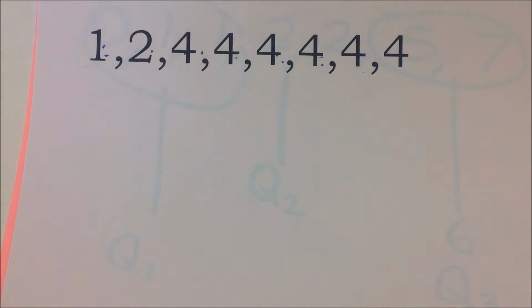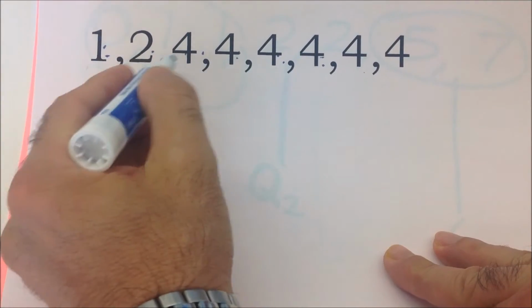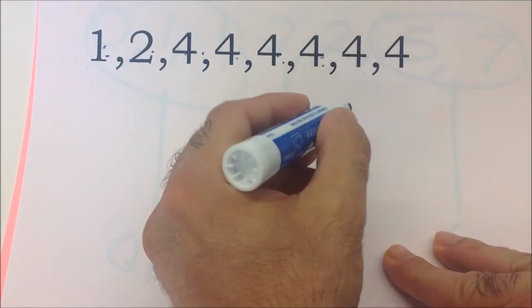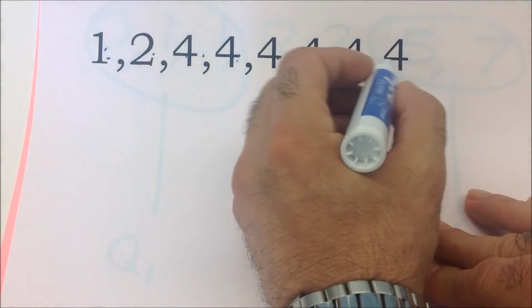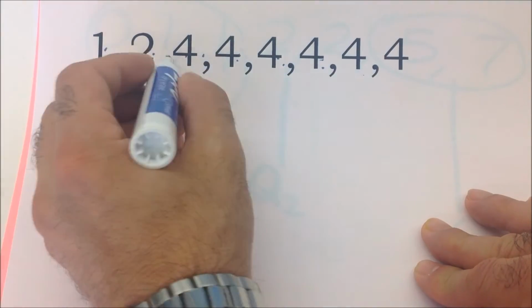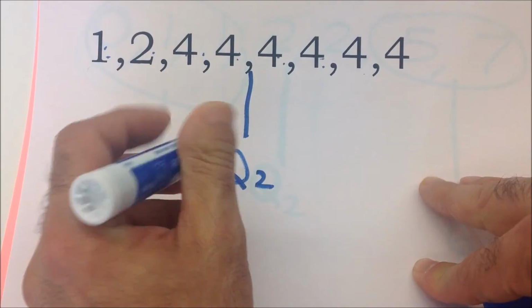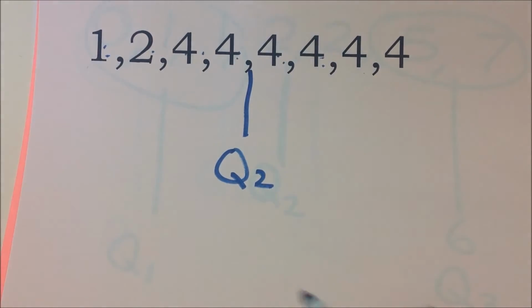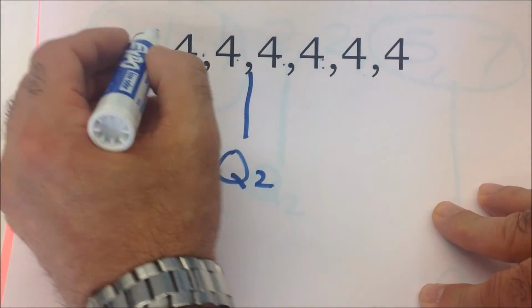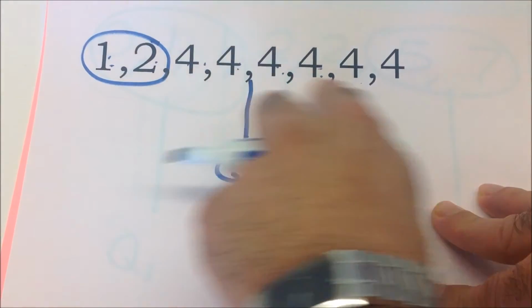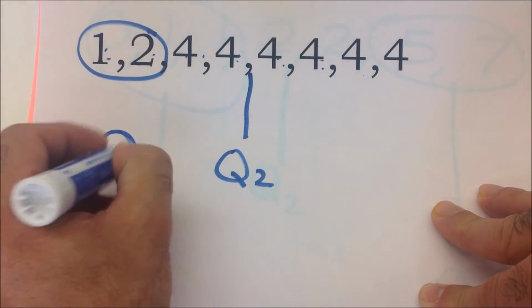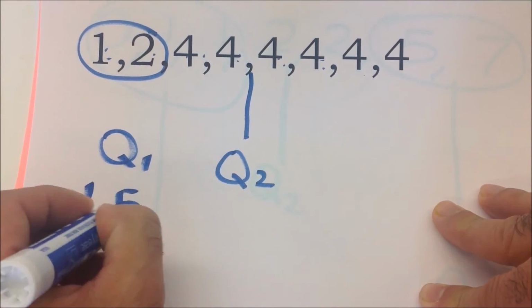Now, let's count the numbers here. 1, 2, 3, 4, 5, 6, 7, 8. So we have an even amount of numbers. 1, 2, 3, 4, 1, 2, 3, 4. So we know 4 is Q2. It's our median. Now the trick here, this could be a trick. We want these numbers to the left of it since 4 is the median. So Q1 would actually be 1.5.